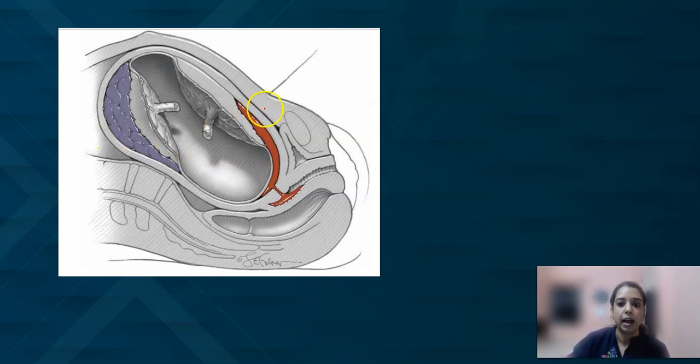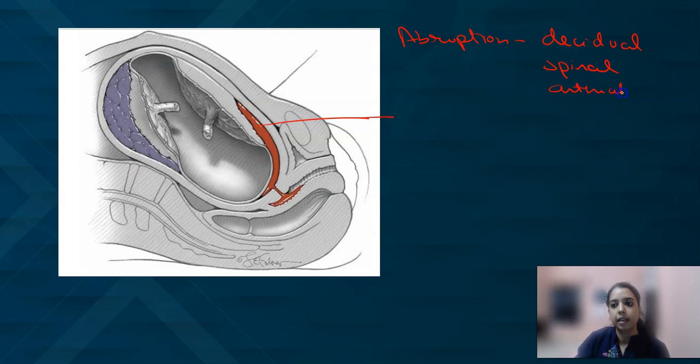It can be of two types. Either the concealed which is less common, or it can be revealed. Revealed is more common. In abruption, what is getting ruptured? The decidual spiral arterioles are getting ruptured. Sometimes in revealed, the blood seeps through between the membranes and comes out, and you can see the dark color blood coming out.